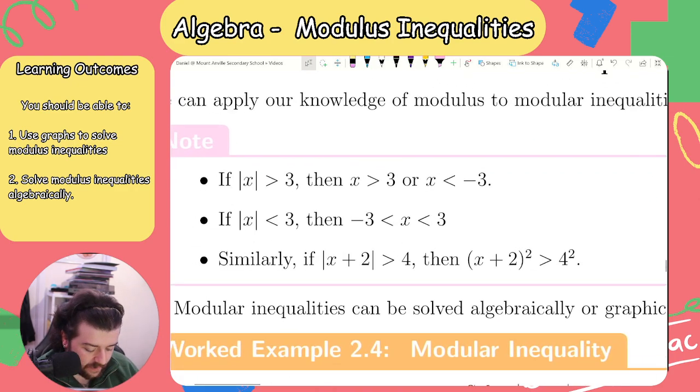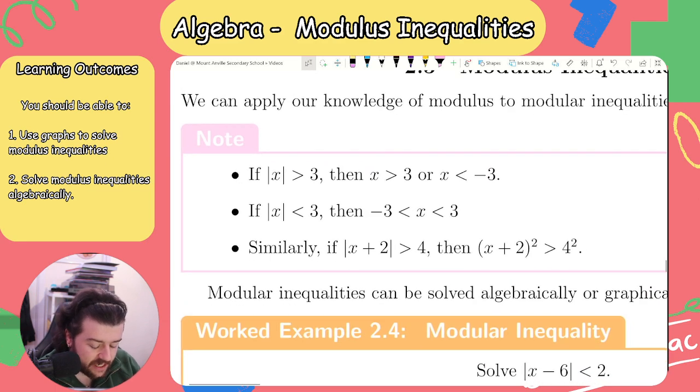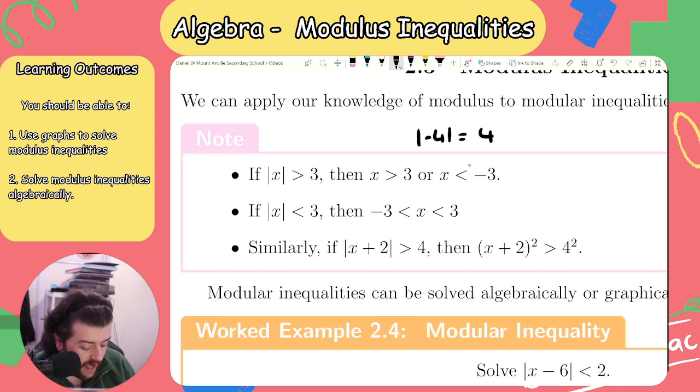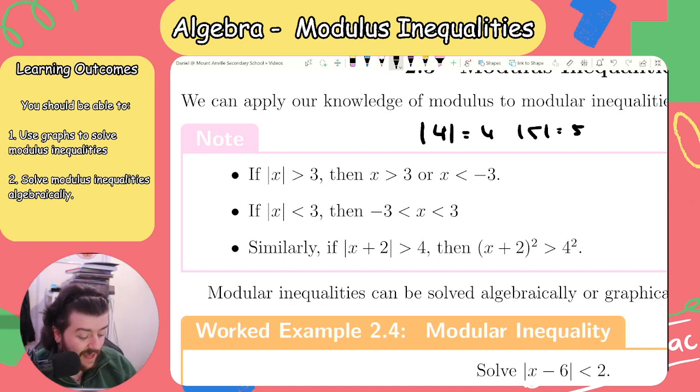If I have the modulus of x is greater than 3, then x has to be greater than 3 or x has to be less than minus 3. That makes sense because if x equals minus 4, the modulus of minus 4 is 4, so that's why x has to be less than minus 3. And x has to be greater than 3 because the modulus of 4 is equal to 4, the modulus of 5 is equal to 5, and all of them are greater than 3.